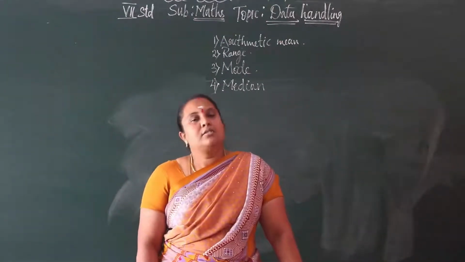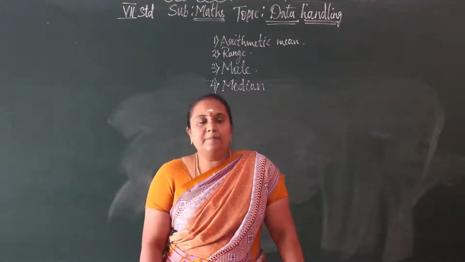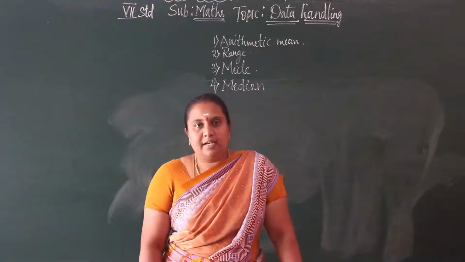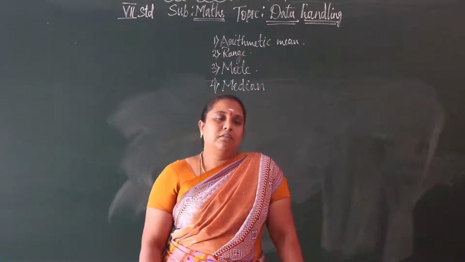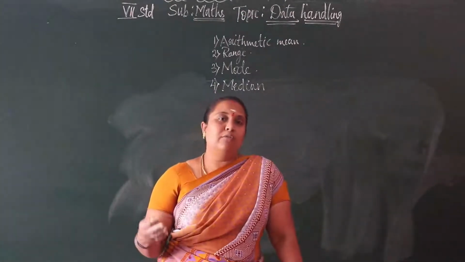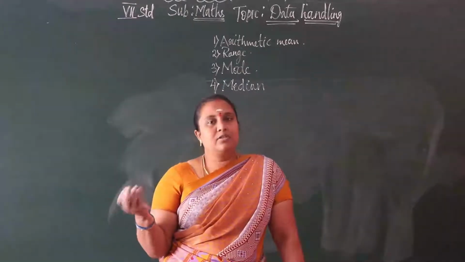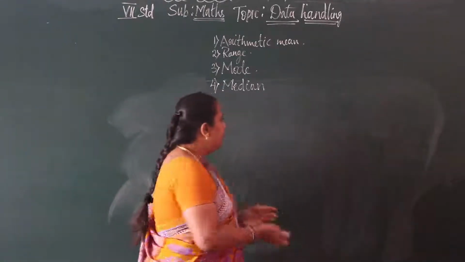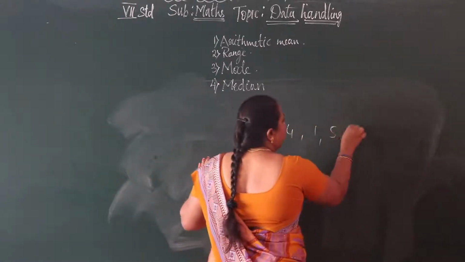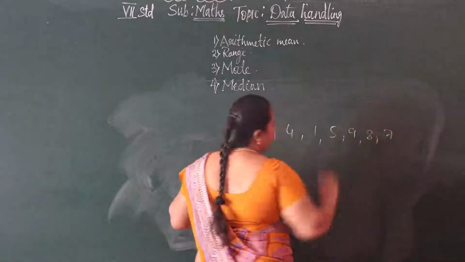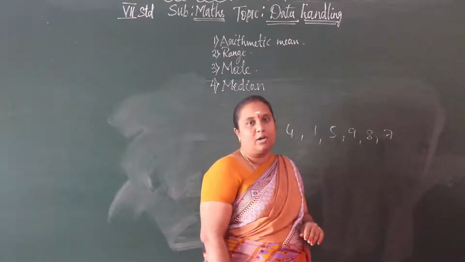So you can know that the data is not in ascending order or in descending order. It should be mingled. So we have 2, 3, 4, 5 and 7, 9, 8, like that. The numbers should be shuffled. 2, 4, 1, 5, 9, 8, 7, like this. Here this is not in ascending order and not in descending order.